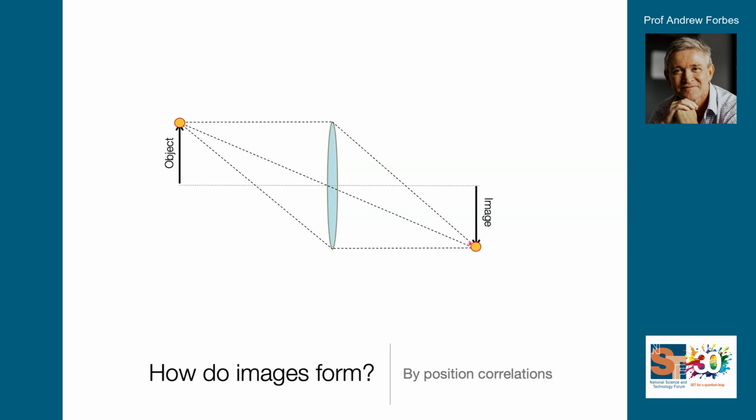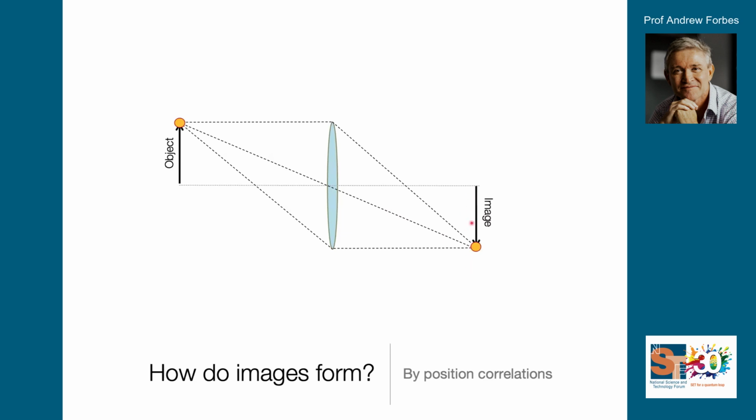The physicists would say that what we have is a position correlated system. This means that the positions on this side, the object side, are connected to the positions on the image side. And that's why we can take an image of an object. That's why lens systems are very good for taking pictures.